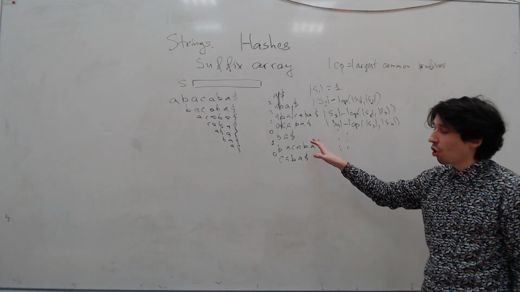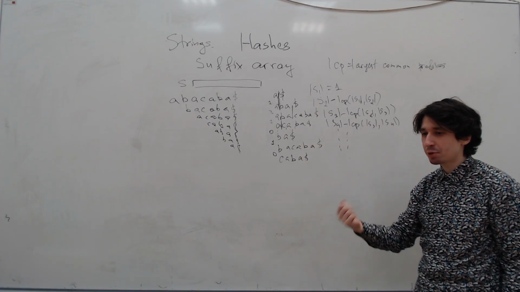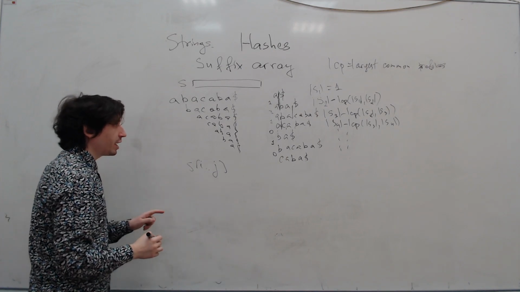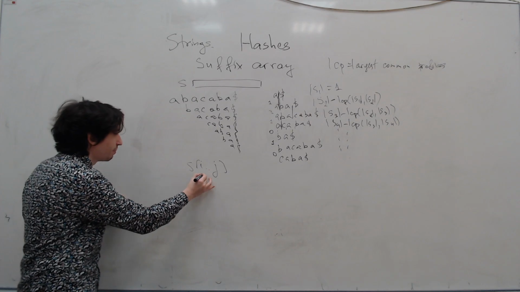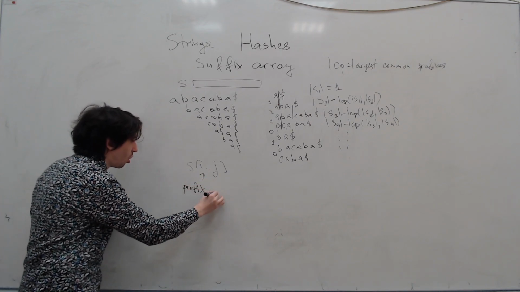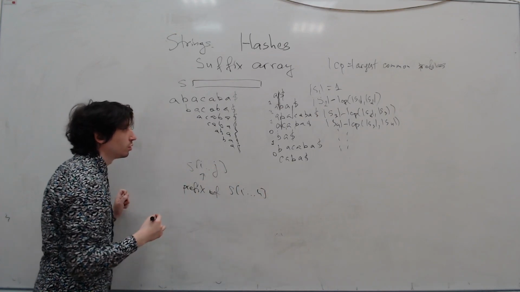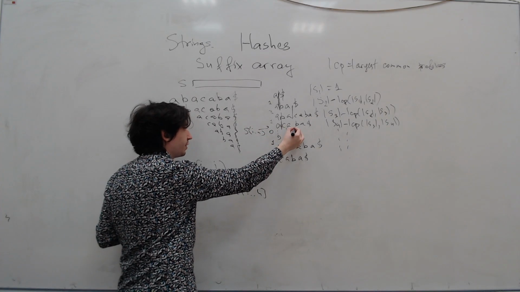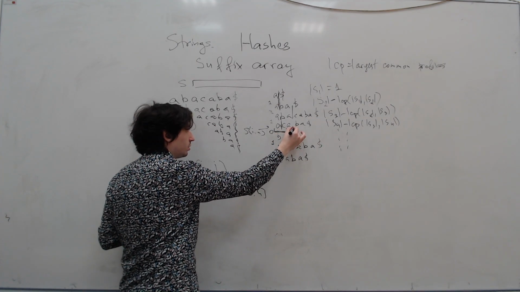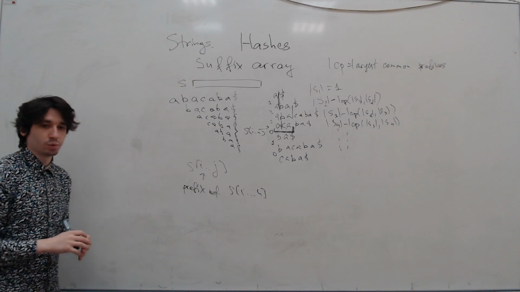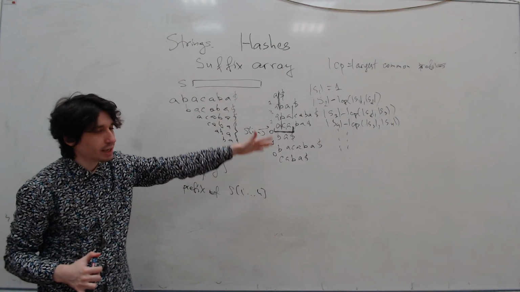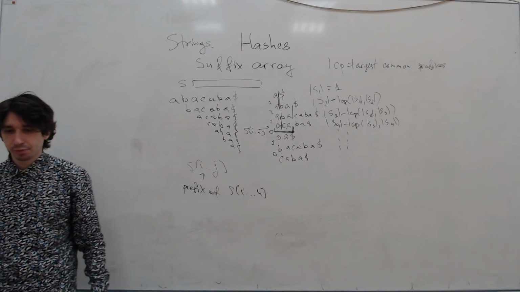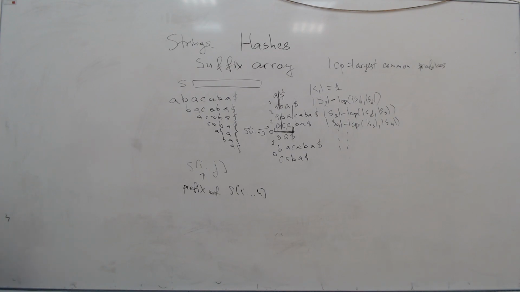Because all the substrings are visited here. For example, the substring that starts at position i, like substring S_ij, is simply the prefix of the corresponding suffix S_i, which we calculate. So for example, this was S_i, and the prefix of this thing is what we want. By that we go over all the substrings of the string using this.